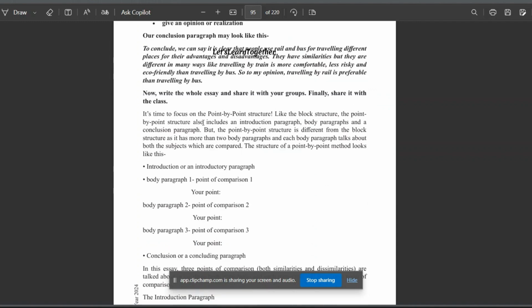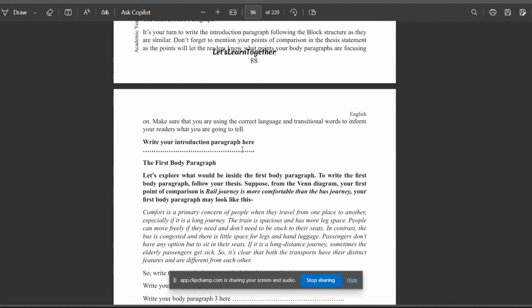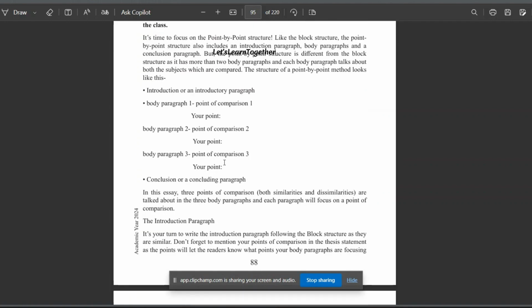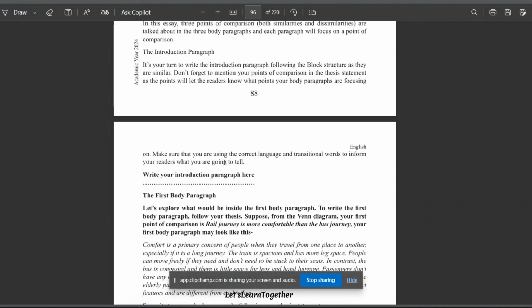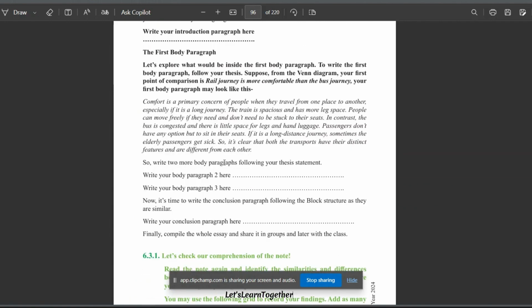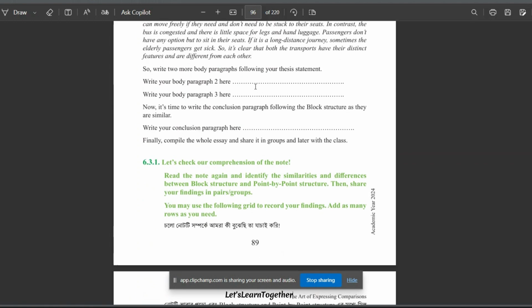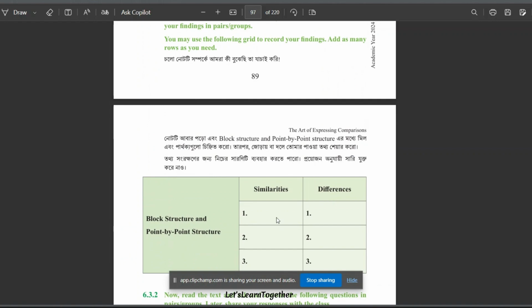So here, a description about how to write an essay in block structure and how to write an essay in point by point structure is given, that I have explained to you already, right? And an example is also given. All right. So now, as I have explained both of these structures, we can determine what the similarities and differences are between these two structures, right? And by determining that, we will fill up this table.